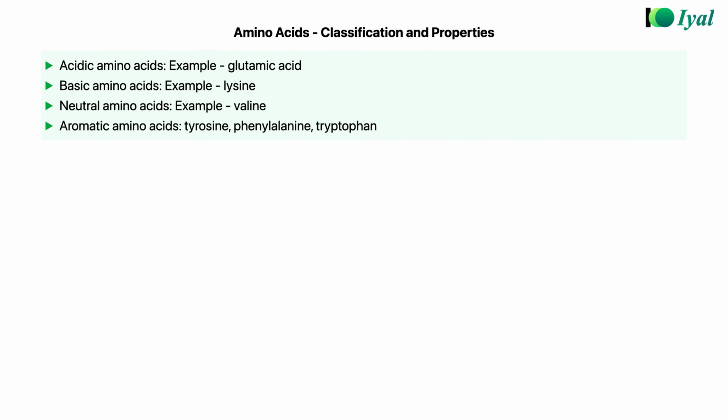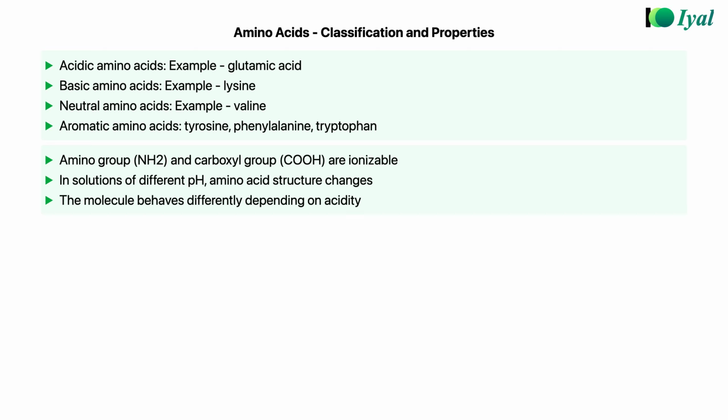Now we can classify these amino acids based on their chemical properties. Some are acidic, glutamic acid is a good example. Others are basic, like lysine. Many are neutral, valine falls into this category. And then there are special aromatic amino acids, tyrosine, phenylalanine, tryptophan. These have ring structures in their R groups.